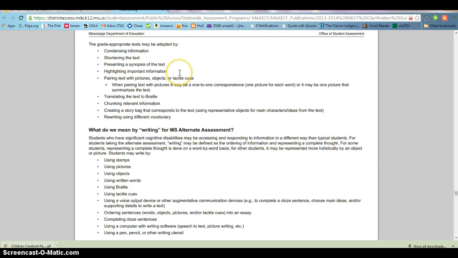So here are some of the things the state says we can do in reading. We can condense information. We can shorten the text. We can present a synopsis. We can highlight. We can pair it with pictures. We can translate it to Braille. We can chunk it. We can rewrite it.